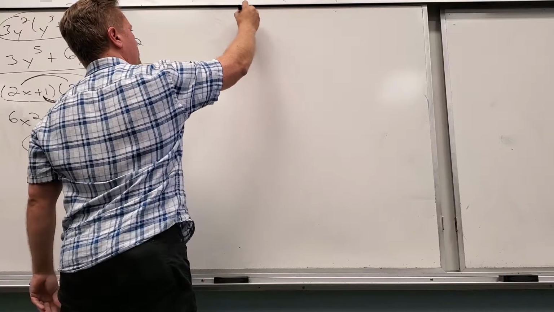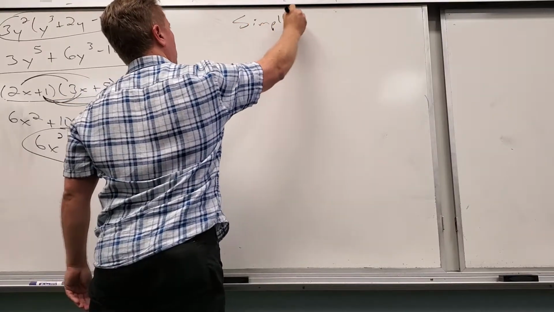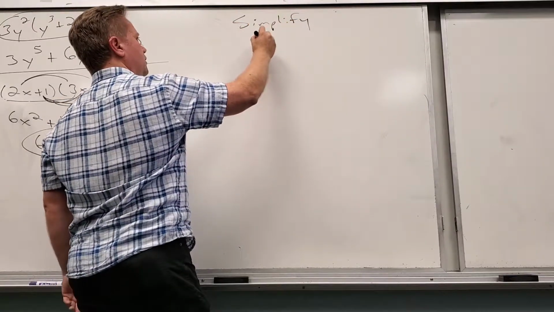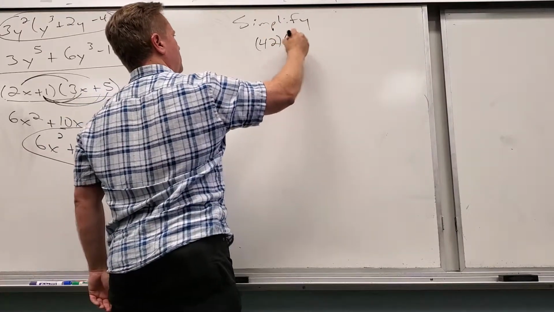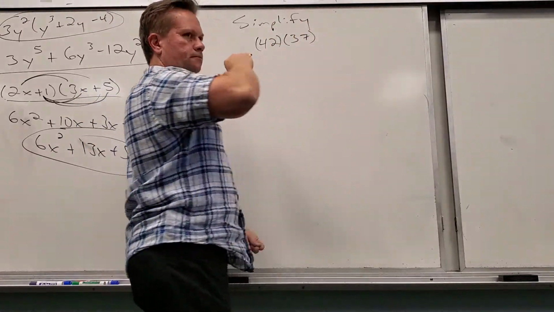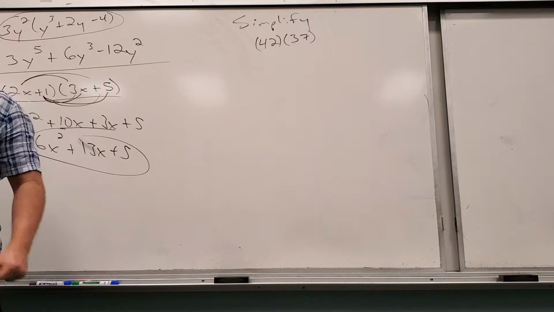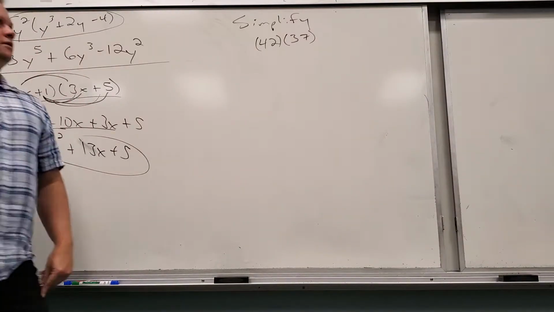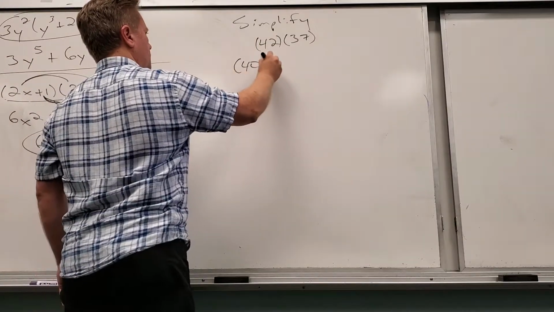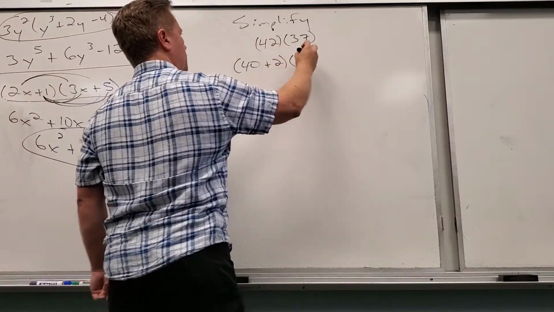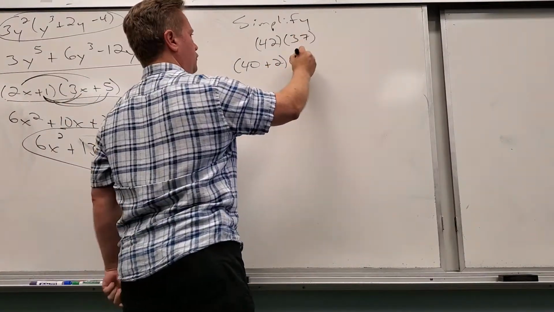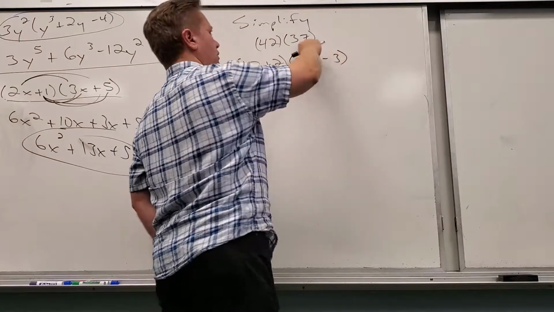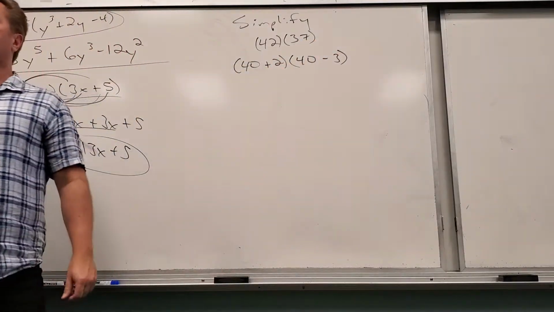What if I had to, maybe it was this, simplify, watch this. 42 times 37. I'm not saying you have to do this. I just want to show you this once. Isn't 42 40 plus 2? Yes. Isn't 37? You could do it a couple different ways. Let me do 40 minus 3. You could have done 30 plus 7, but I'm trying to keep my number small.